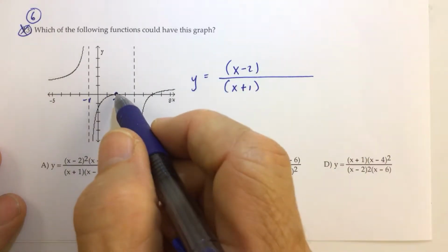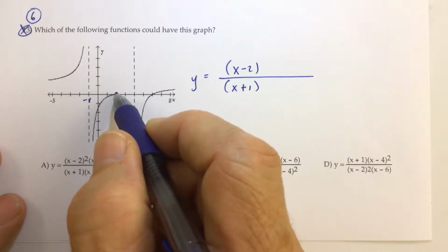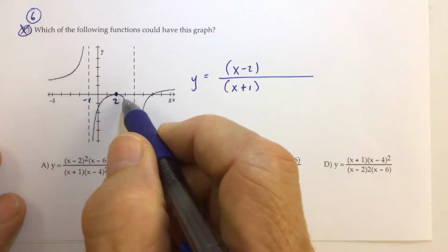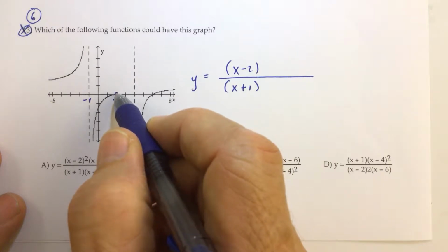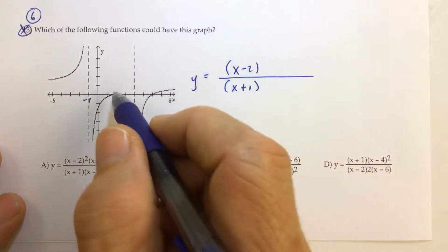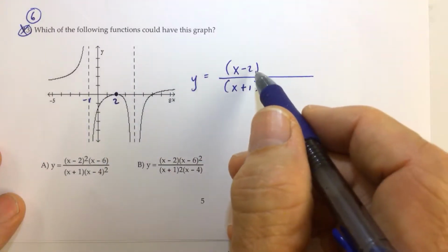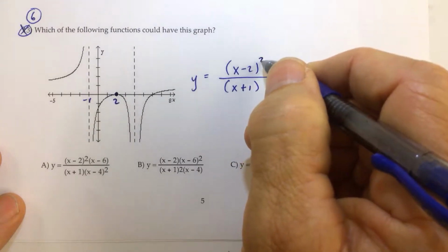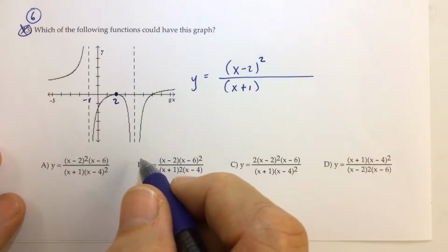However, I also look at the behavior at that x-intercept. The behavior is it touches the x-axis. Now, touching the x-axis means that the multiplicity of that factor has to be an even number. Right now it's not. So I can make it a 2, I can make it a 4, but I'm just going to start easy and make it a 2.